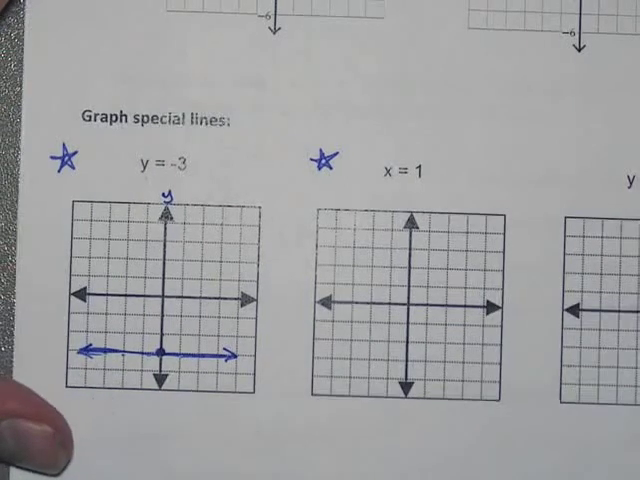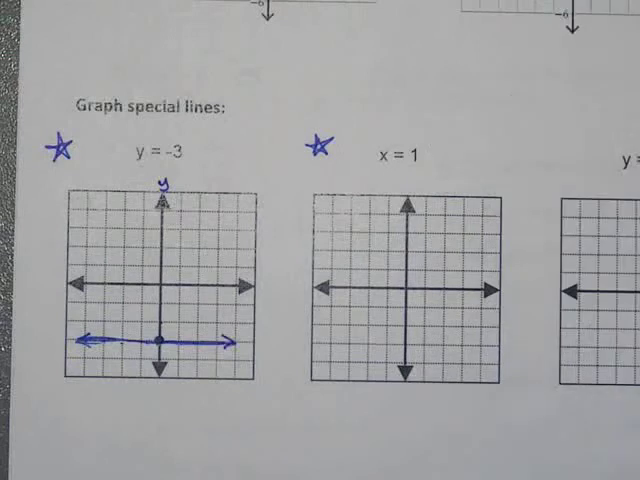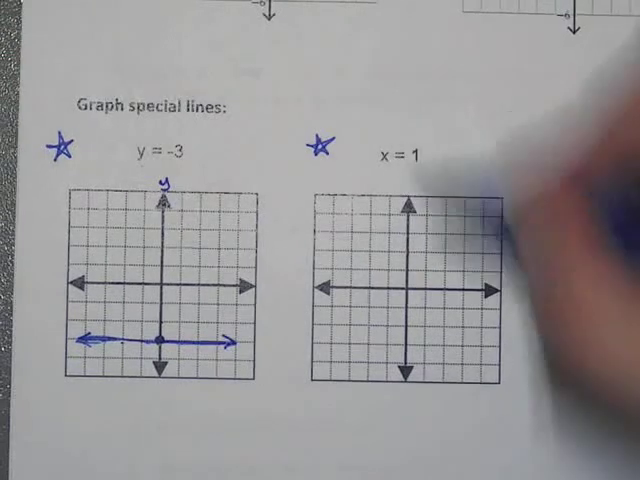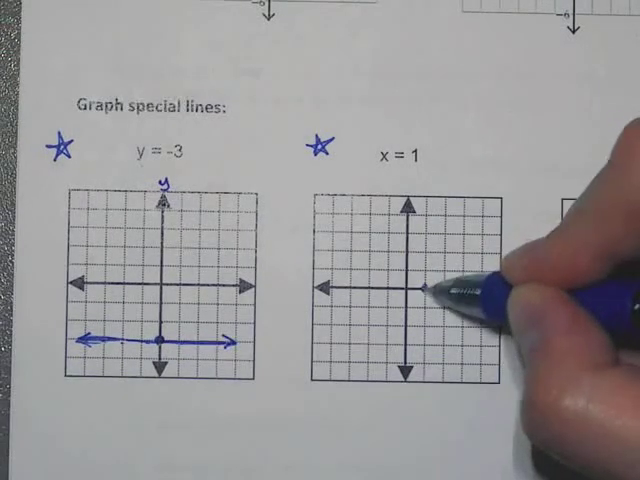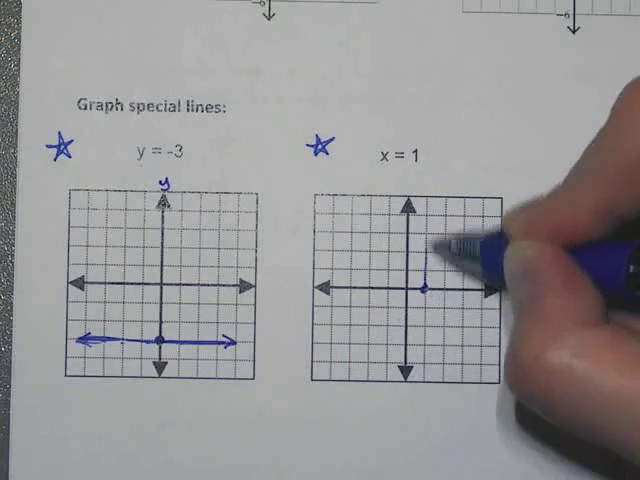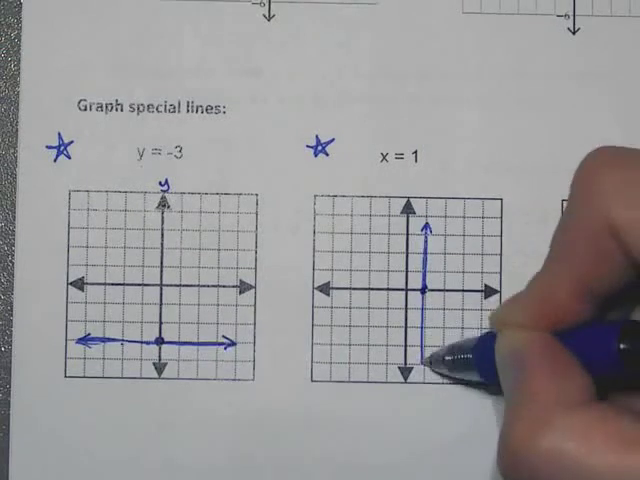When it's x equals, we do the same thing, but we just use the x-axis. So I'm going to go to where x equals 1, which is right 1. And now instead of a horizontal line, I'm going to draw a vertical line. And these are all of the places where x equals 1.